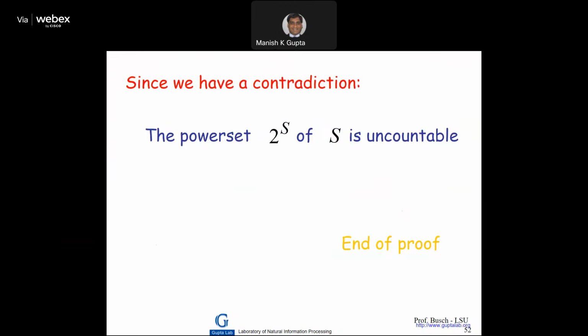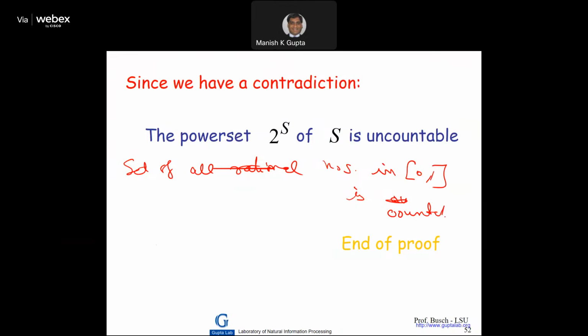By the way, another tea time problem. The set of all rational numbers in the closed interval [0, 1] is countable. If you fix an interval and look at the rational numbers, they are also countable.